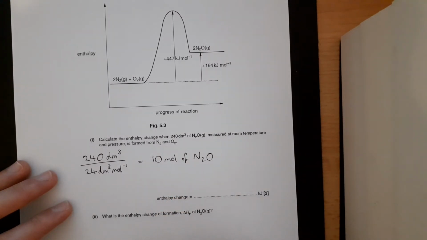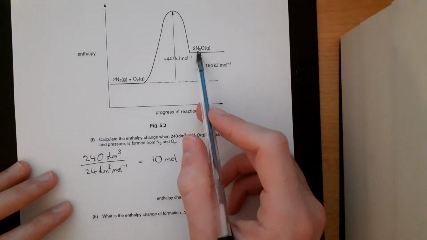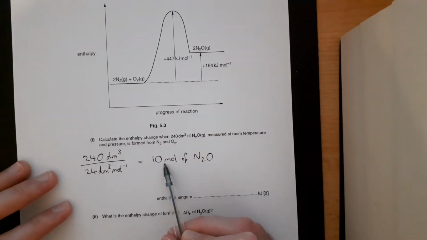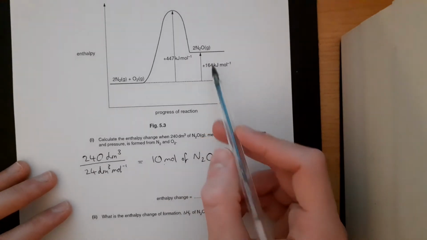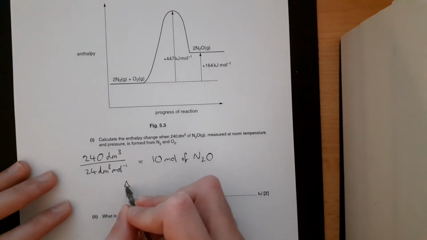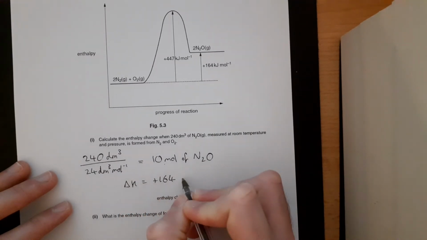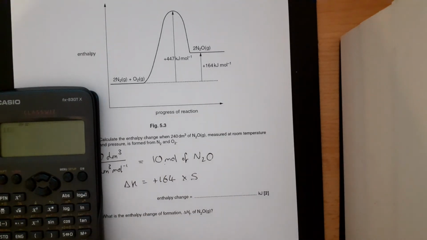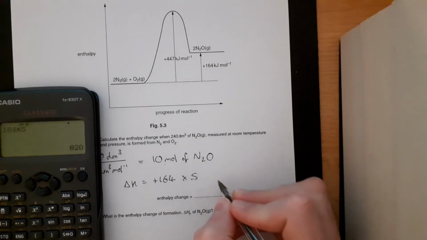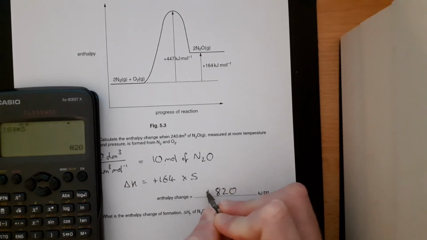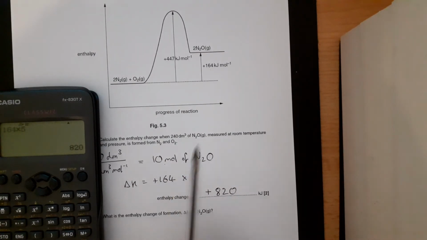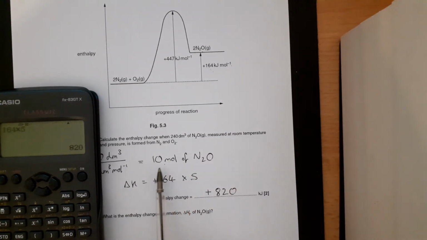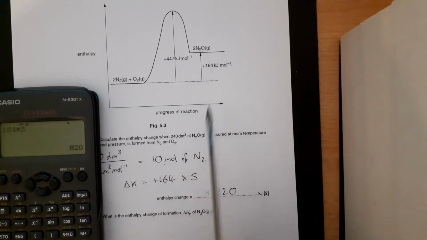And so we can see in this reaction that when we form 2 moles of N2O, the enthalpy change is plus 164. So if we're forming 10 moles of N2O, we're doing this 5 times, aren't we? So the enthalpy change is going to be plus 164 times 5, which is 820. And it's going to be plus 820. Does that make sense? Because this is the reaction for making 2 moles of N2O, and it's that enthalpy change. So if we're making 10 moles of N2O, we've timesed it by 5.